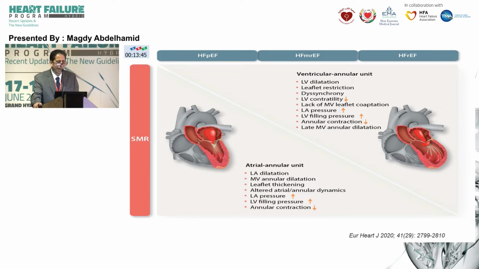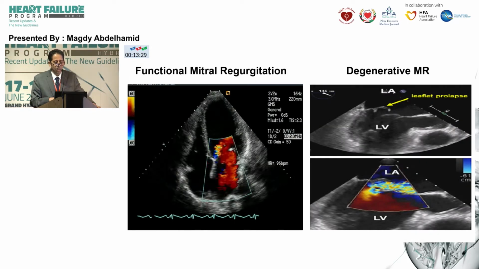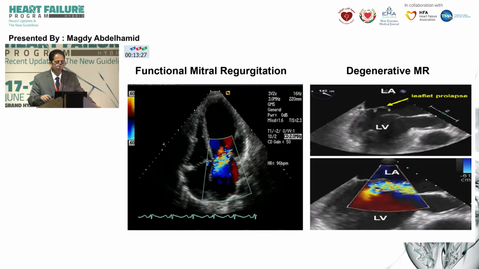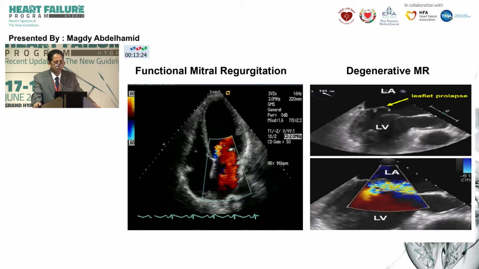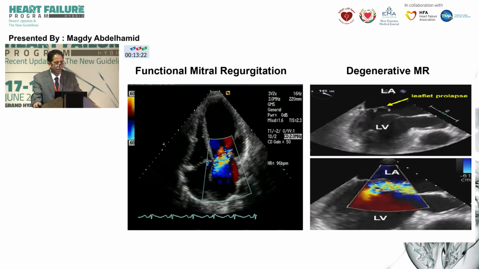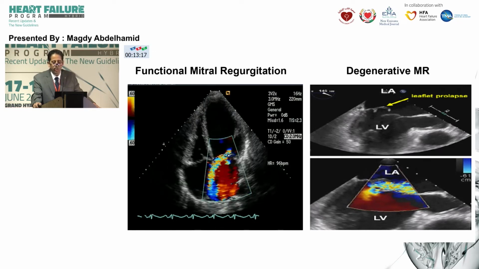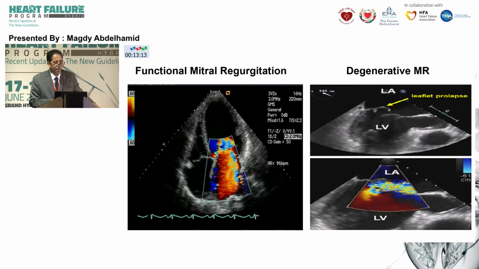In heart failure with mildly reduced ejection fraction and preserved ejection fraction, the atrial annular unit is responsible for functional mitral regurgitation due to dilated left atrium, due to annular dilatation, due to high LA and LV filling pressure, and decreased annular contraction. So this is a typical example of functional mitral regurgitation in ischemic heart disease due to tethering of mitral valve leaflets. And on the right, you can appreciate the degenerative mitral regurgitation due to leaflet prolapse with eccentric mitral regurgitation by transesophageal echo.